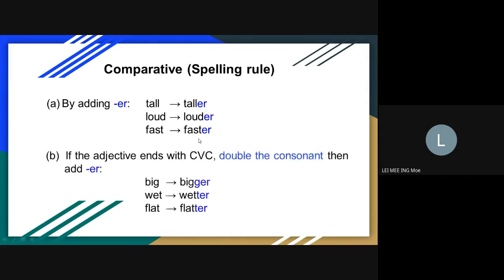Rule number 2. If the adjective ends with CVC, we double the consonant, then we add ER. And for this one, our adjective is normally in one syllable. What is the meaning of one syllable? It means only one sound, right? Big, only one sound. For example, faster has 2 syllables. Syllable is just like your suku kata in BM. Okay? So big, we have CVC, becomes bigger; wet, wetter; flat, flatter.